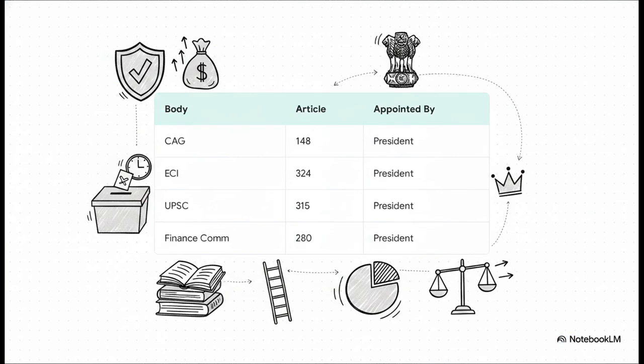Okay, here is your quick revision table. Matching these watchdog bodies to their exact articles is a total classic when it comes to prelims question formats. We have the Comptroller and Auditor General, basically the guardian of the public purse, under Article 148, the Election Commission of India, administering free and fair elections, under Article 324, the UPSC under Article 315, and the Finance Commission, distributing tax revenues, under Article 280. Do you notice the pattern in that third column? The appointing authority for all of these incredibly vital independent bodies is the President of India.